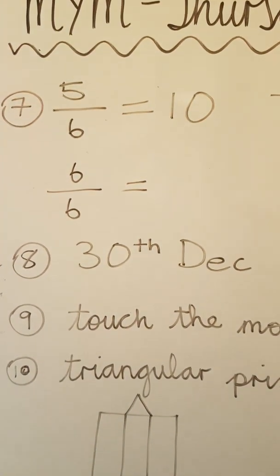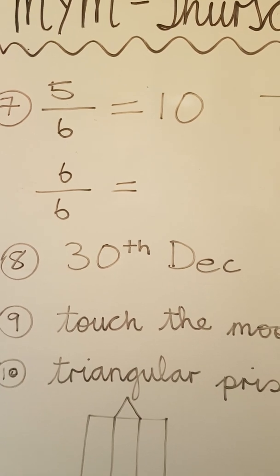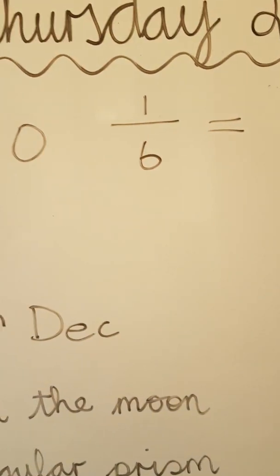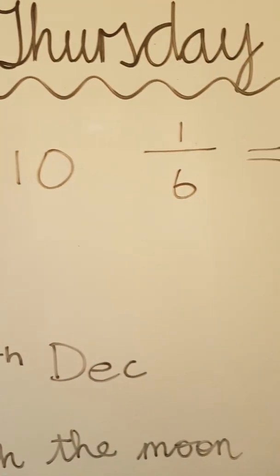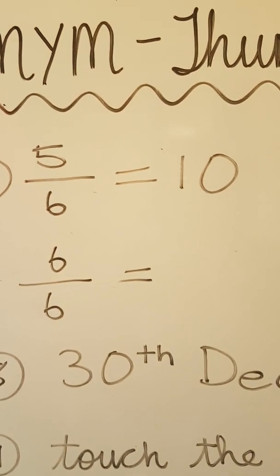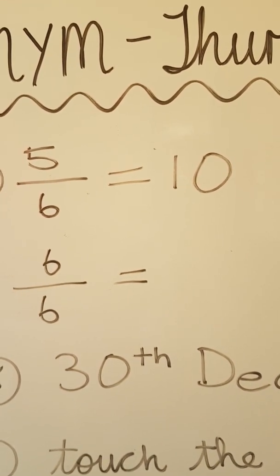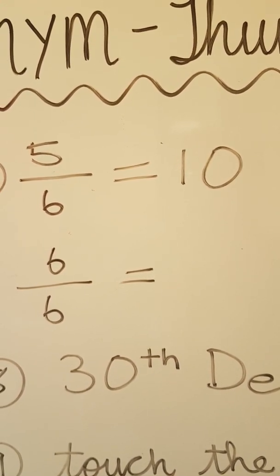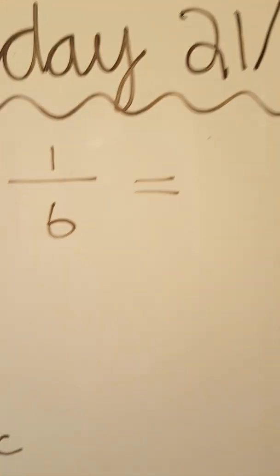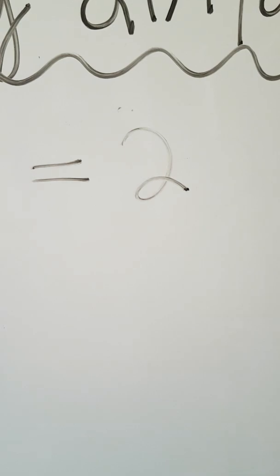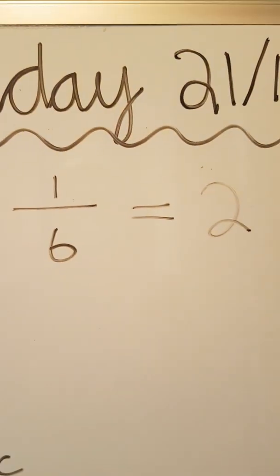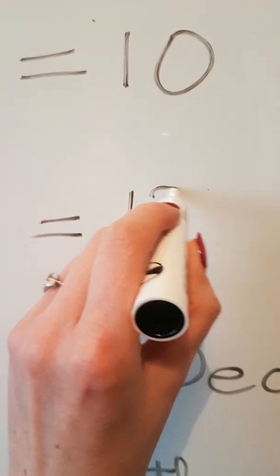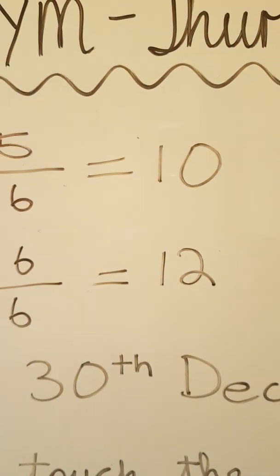Okay, so question 7. 5/6 of a number is 10. We need to find the whole number. So the first step is to find 1/6. So we can't find 6/6 until we find 1/6. So if 5/6 is 10, to get 1/6, we would divide 10 by 5. So 10 divided by 5, how many times does 5 fit into 10? And that is 2. So 1/6 is 2. So if I have 1/6 being 2, 6/6 then would be 6 times 2, which is 12. So the answer to question 7 is 12.